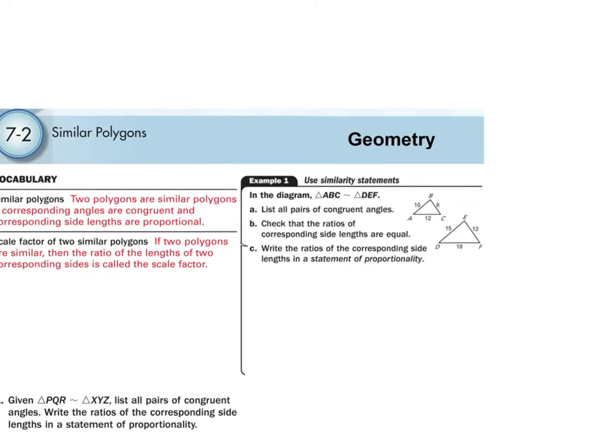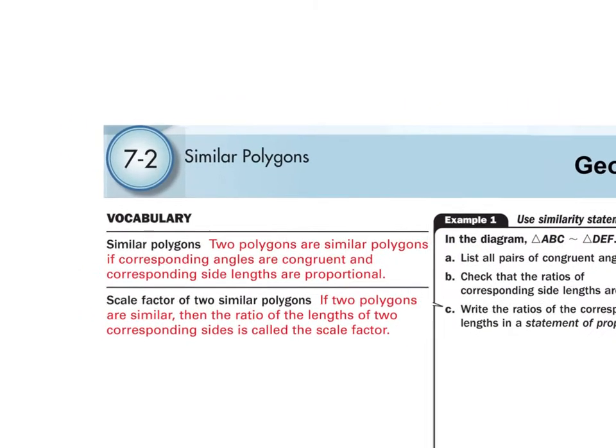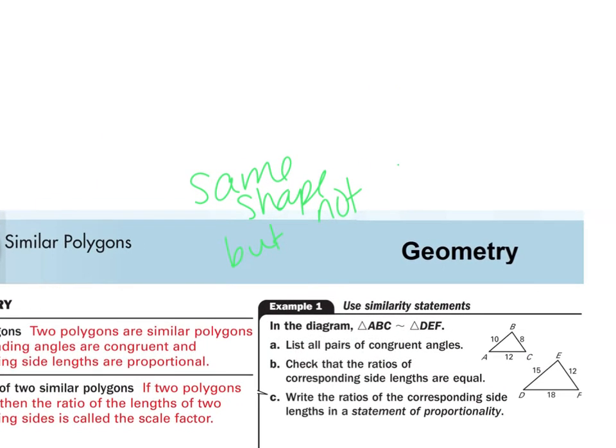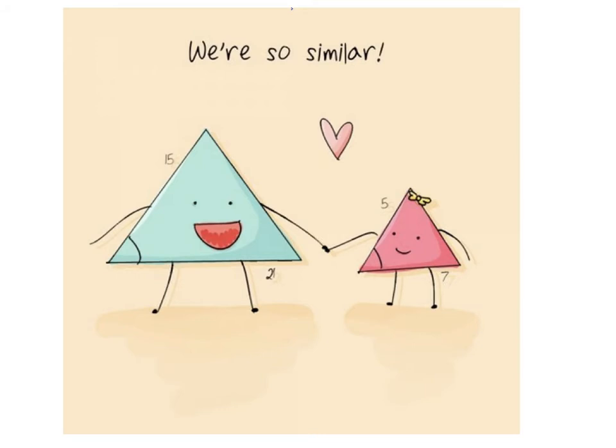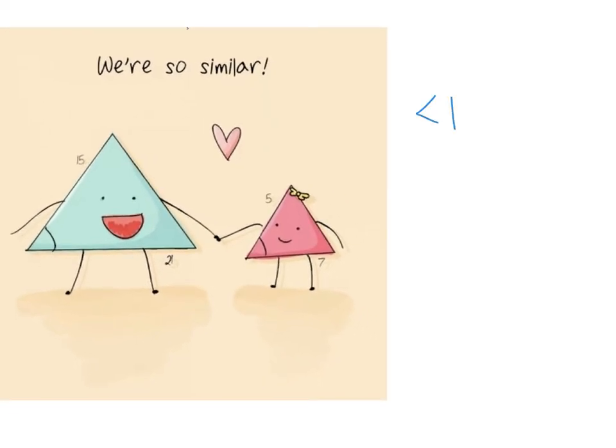So let's go back to what similar polygons are. The word similar in math means the same shape, but not the same size. For example, in our little picture at the beginning, these two figures are the same shape, but they're not the same size. One thing that you do need to know about this is the angle measures.